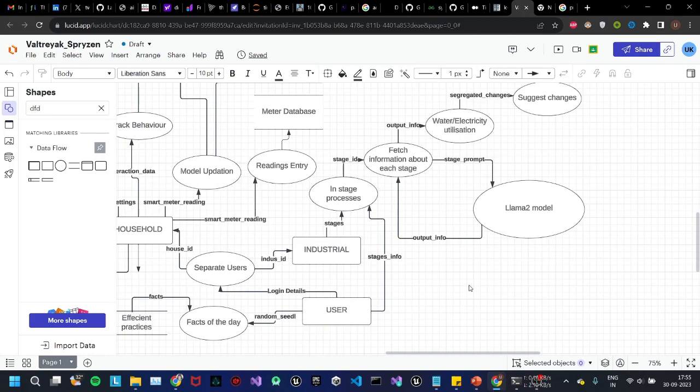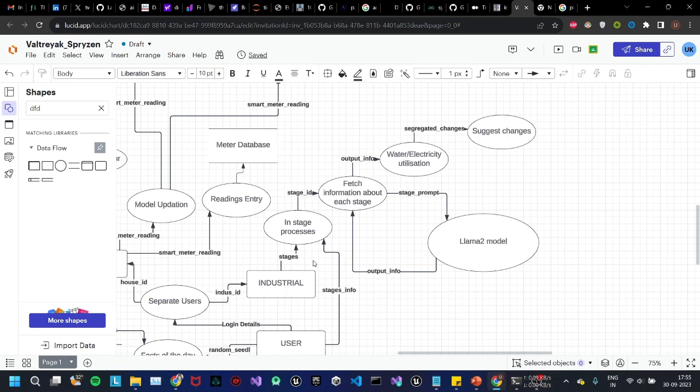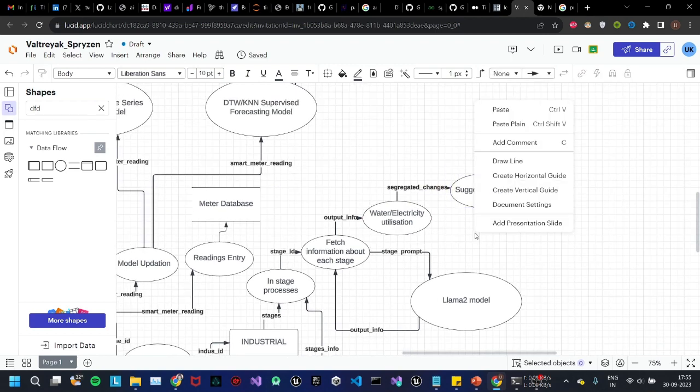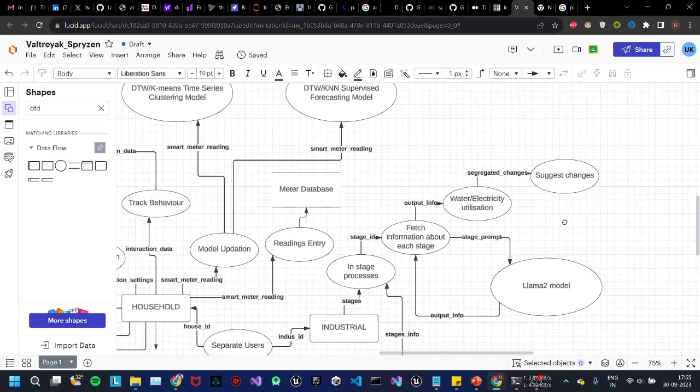Now let's move on to the industrial sector. As we discussed, it will break down into various stages, those production cycles, and then we are fetching the information about each stage while using the LLM model, and then what electricity utilization methods are supposed to be suggested to the user. And most likely the small scale industry will adopt those methods too.